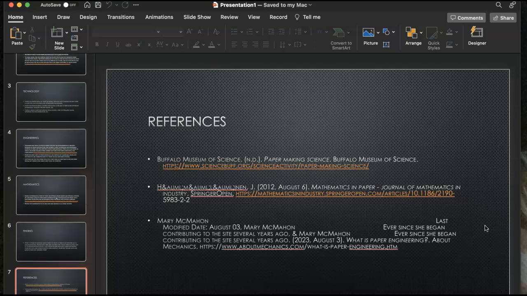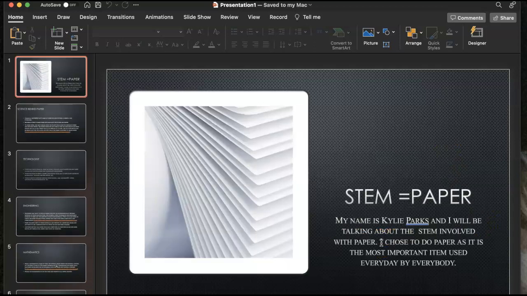And then here are my references to the science websites I used. But yes, I decided to do paper because just like the pencil, it is something that you'll use every single day. And then I wanted to know how is paper really actually made, in depth, not just knowing that it is made out of trees.